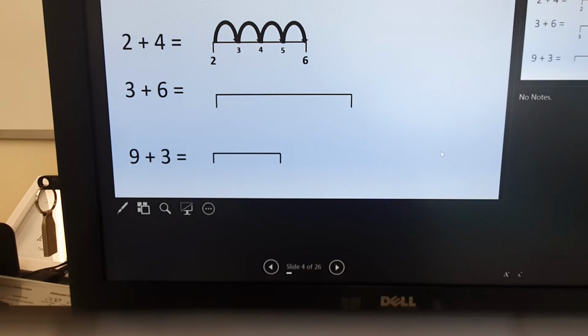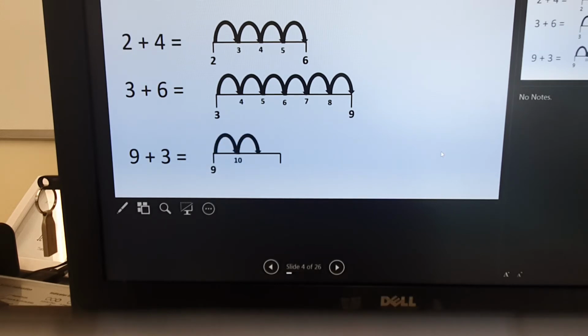Okay, so for 3 add 6, you should have started your number line at 3 and jumped on 6 jumps. Find our answer, which is 9. And with our 9, 1, 2, 3 jumps because we're adding on 3 to get to our answer 12.